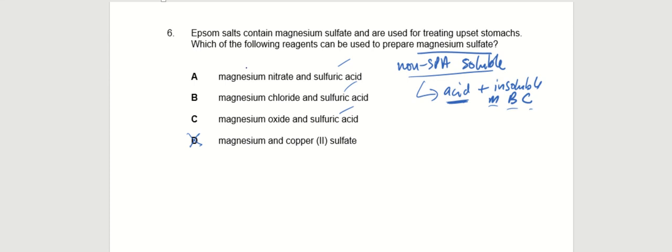Now magnesium nitrate is a salt. Magnesium chloride is a salt. Magnesium oxide is a base. Remember, a base is a metal oxide or hydroxide. So since we're looking for an acid plus a metal, base, or carbonate, the answer has to be C. It cannot be A, it cannot be B or D.